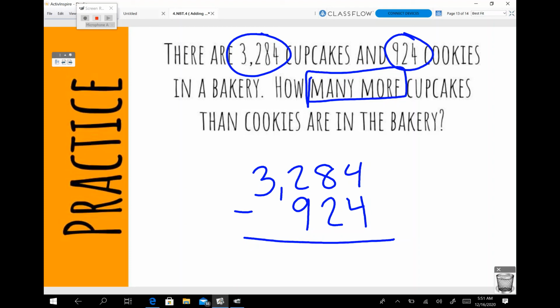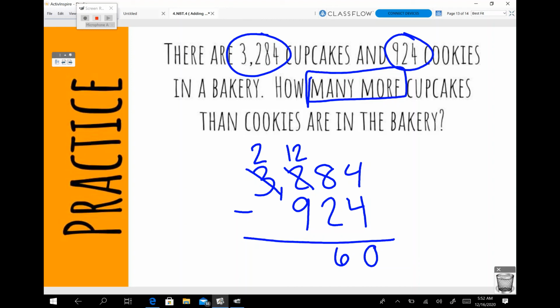Okay, so my digits are lined up. I'm going to go ahead and start from the ones place. If I take 4 away from 4, I get 0. 2 tens from 8 tens, 6 tens. Okay, I cannot take 9 hundreds from 2 hundreds. So I need to borrow 1,000, which is going to drop this down to 2,000. I'm going to carry that over, and I'm going to add 1,000 to my 200, and that's going to give me 1,200s.